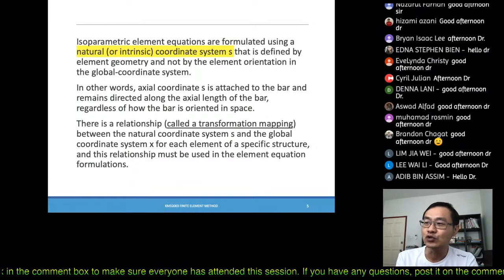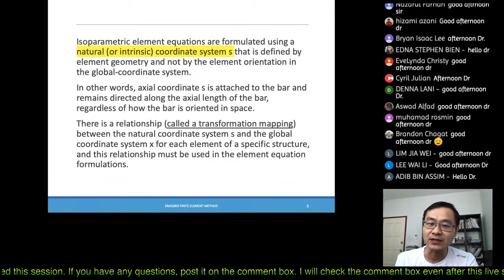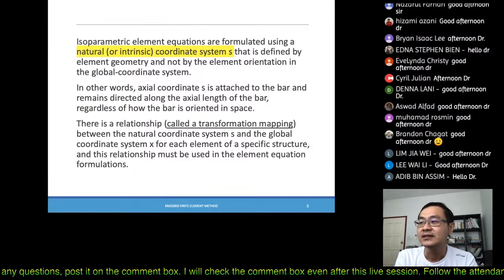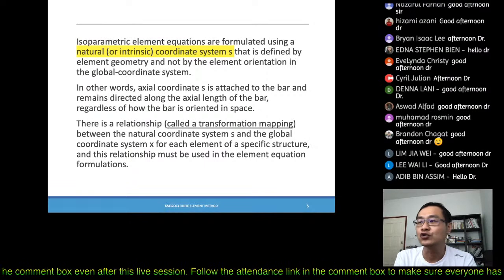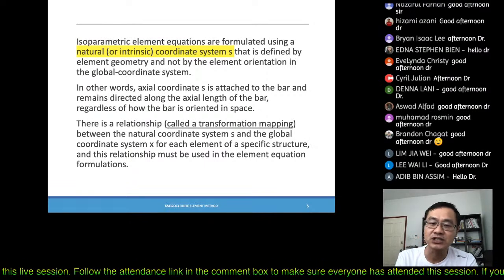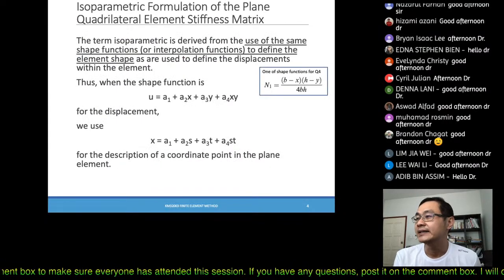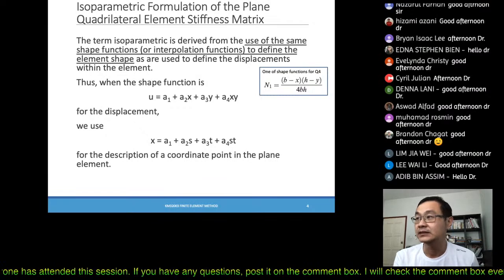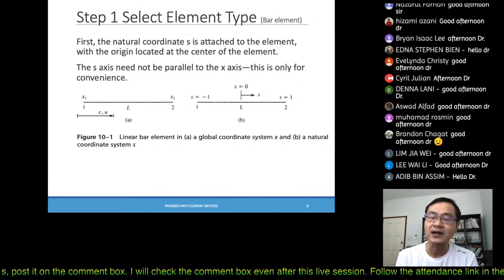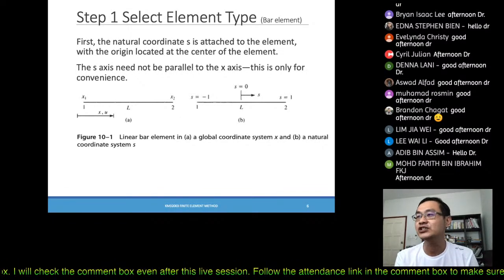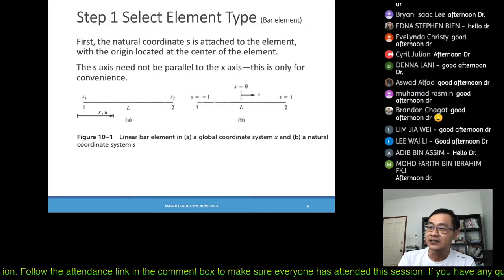So at the end, after we do the computations, we have to match it back to the natural coordinate system or the global coordinate system, the X Y axis. Then we will use what we call a transformation mapping to map them back. So we will look into the isoparametric element formulations again, and we will start with the bar elements. So this is a bar element.